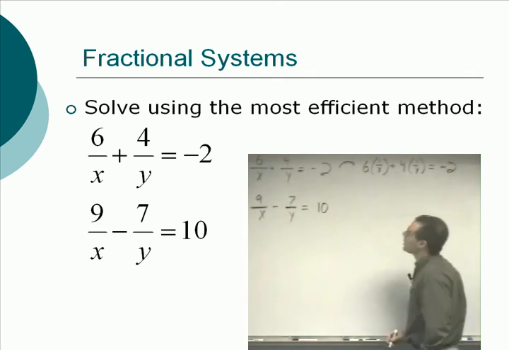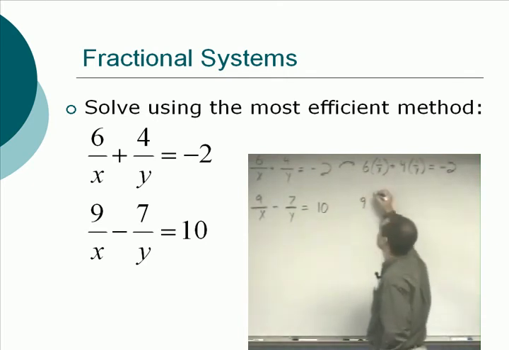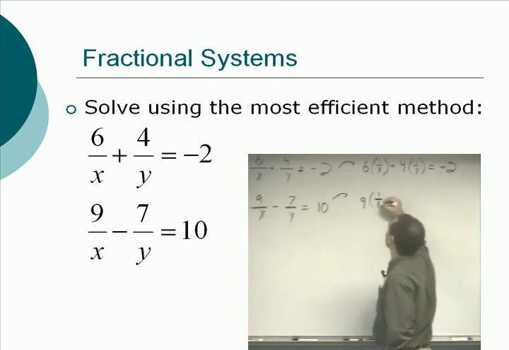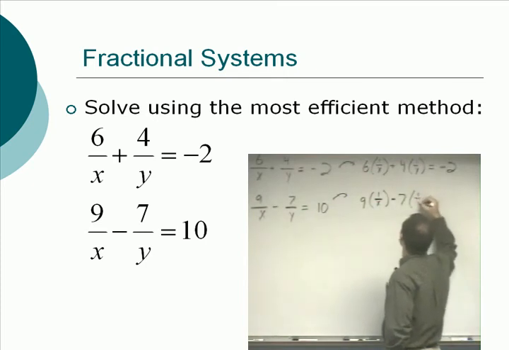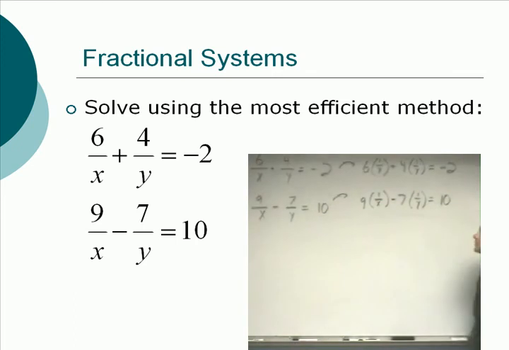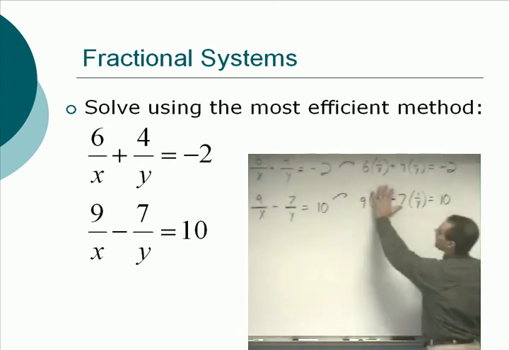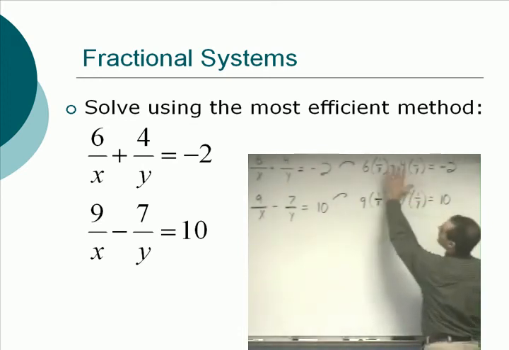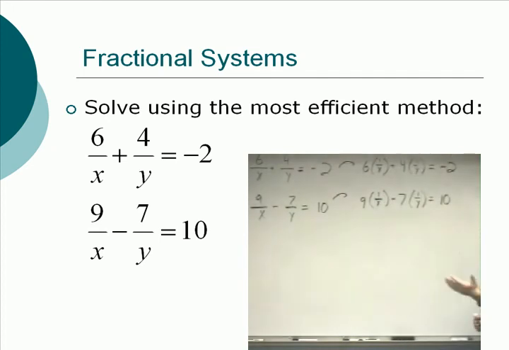Do the same thing for the bottom equation. This becomes 9 times 1 over x minus 7 times 1 over y equals 10. Now that's really just a system. If we just had 9x minus 7y and 6x plus 4y, it would look just like everything else we've done.